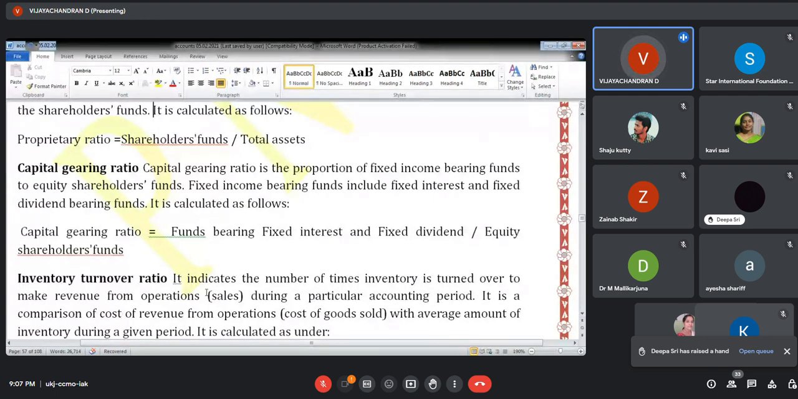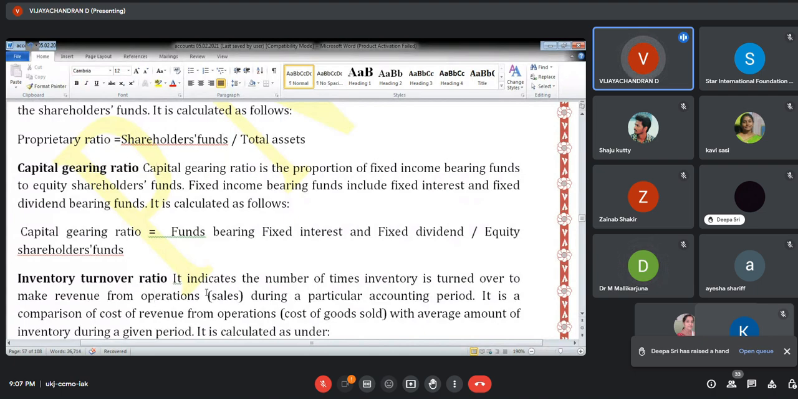What is the ideal ratio for a debt equity? Suppose 1 is to 1, sir. No, 2 is to 1. 2 is to 1, ma'am. Correct, sir. So if borrowed money is two, then the owners' fund, meaning equity fund, will be one. So that is the ideal ratio.